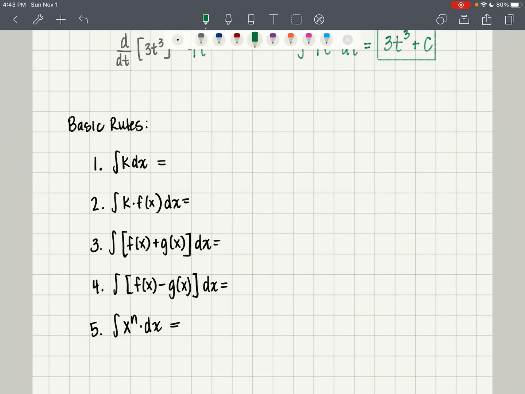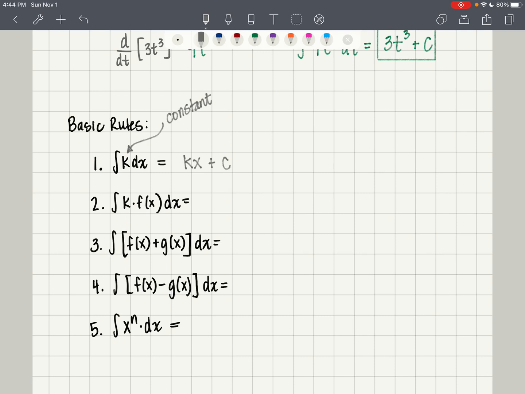So here are our basic rules for integration, for finding the antiderivative. We have the integral of k dx. Remember that k is a constant. Just like the other rules for differentiation, we used k for our constant, we're going to do that here. We've got our basic rules. The integral of k dx is going to equal kx plus some constant c.